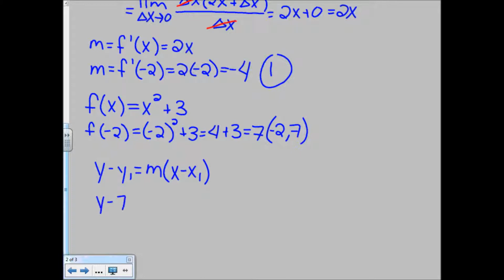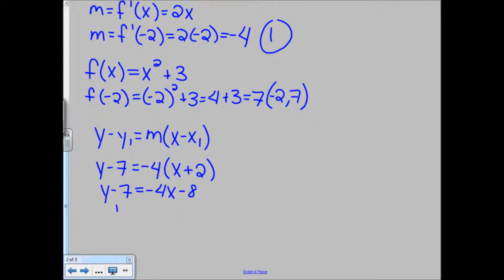So we're going to get y minus 7 equals, we found our slope to be negative 4, times x minus x1, so we have minus negative 2, which becomes a plus 2. Then all we have to do is simplify. I get y minus 7 equals negative 4x minus 8. Now all we have to do is add 7 to each side to make it into that normal y equals mx plus b equation. So we get y is negative 4x, and negative 8 plus 7 is just minus 1. Our tangent line at x equaling negative 2 has the equation y equals negative 4x minus 1.